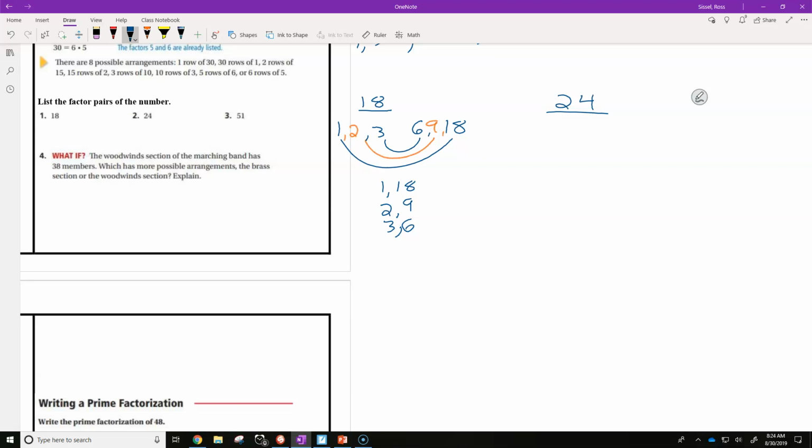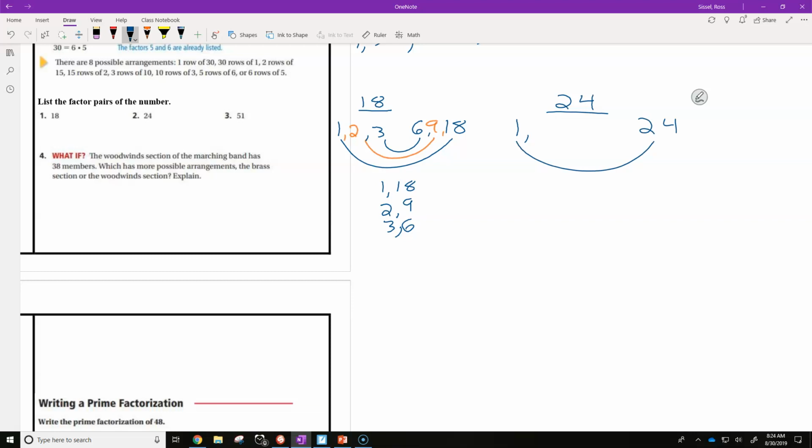Alright, so I need the factors of 24, and we have to go in order. So the first person's going to say which number. And then when they toss, the person has to say, what times 1 gives me 24. Okay? So, let's try. What's the first one? 1. So I'm going to write it up here to help us. 1. Nope. 24. There you go. So 1 to 24.